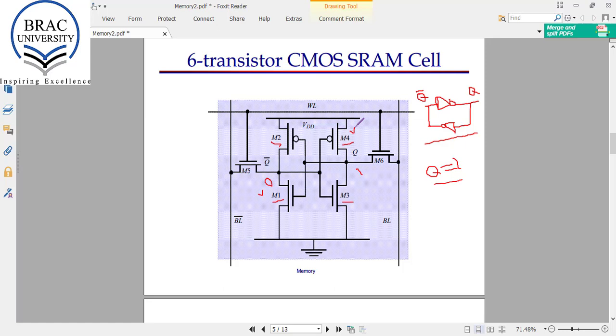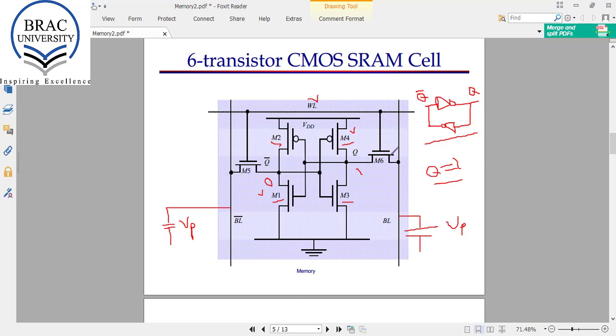Now when we want to read this data from this cell, what do we do? We precharge these bit lines to a voltage, that is Vp. This can also be considered as a capacitor connected with this bit line, precharged to Vp, and this will also be Vp. Now this word line, this select line, is turned on.